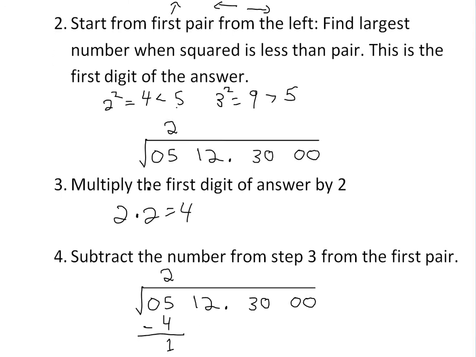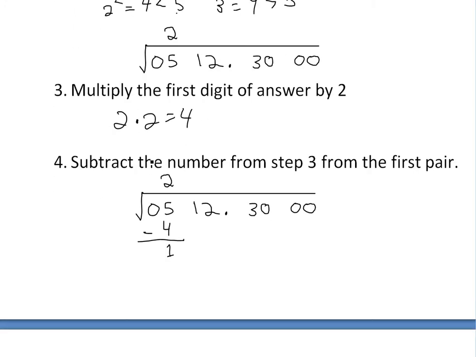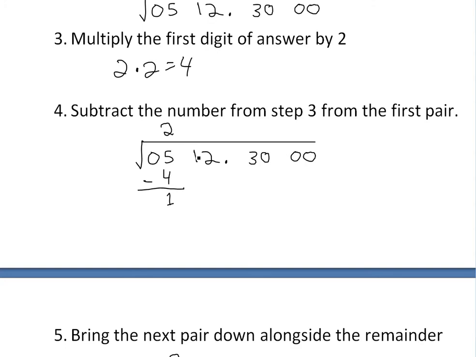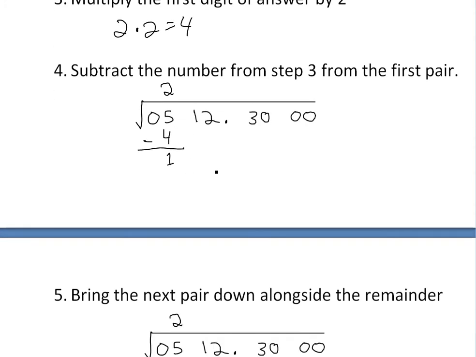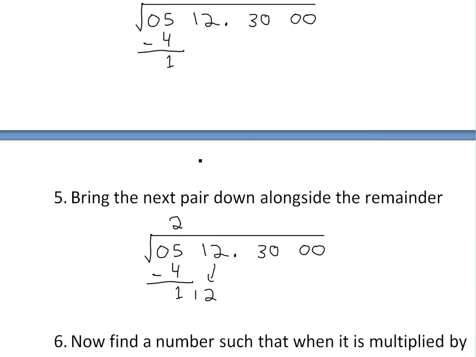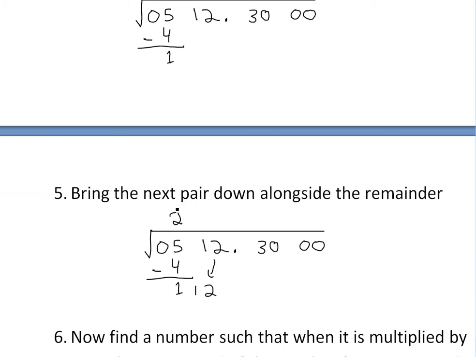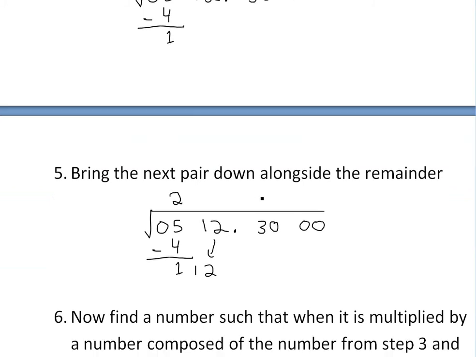And yeah, I'll do that in a bit. So you multiply the first digit of the answer by 2, which is this 2 we found, and it's going to be a 4. And we subtract the number from step 3, which is the 4, from the first pair. It's kind of like long division, and you can also see long division hand calculations in the video links below. So we get something like this. We get a remainder of 1 right here. And now the next step, step 5, is to bring the next pair down alongside the remainder.